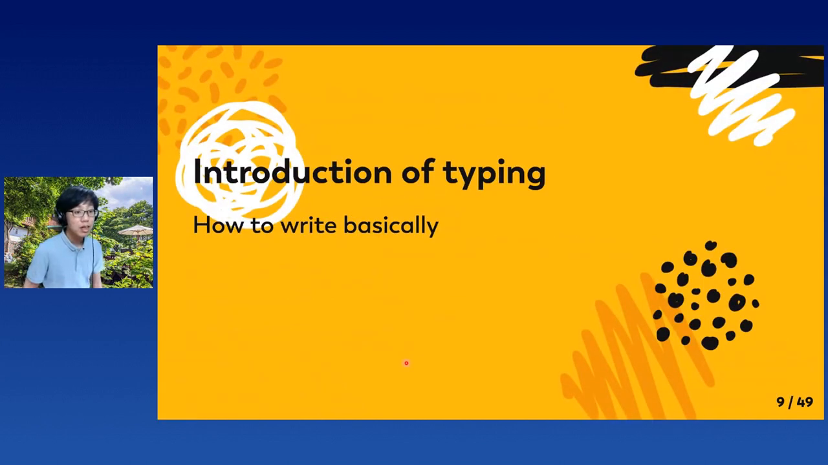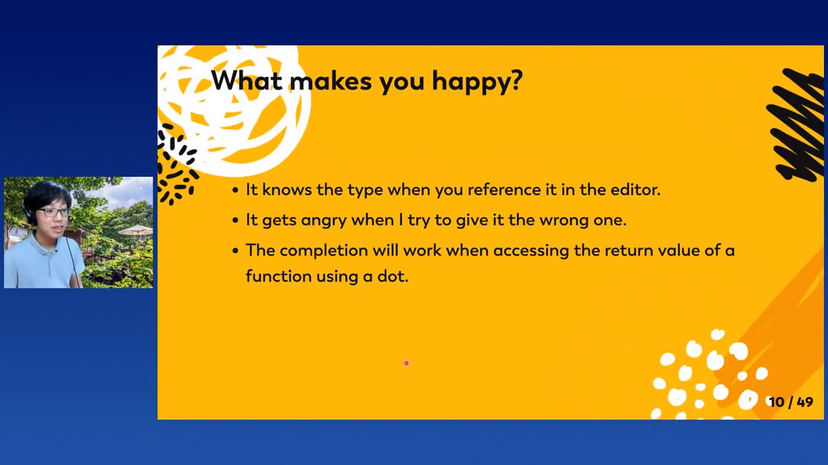Okay, let's take a look at how to actually start typing. First, let's look at what typing can do for you. I think there are three benefits. First, the editor knows the types when you reference them. Second, typing gets angry when I or you try to give it the wrong one. Last, completion will work when accessing the return value of a function using dot.